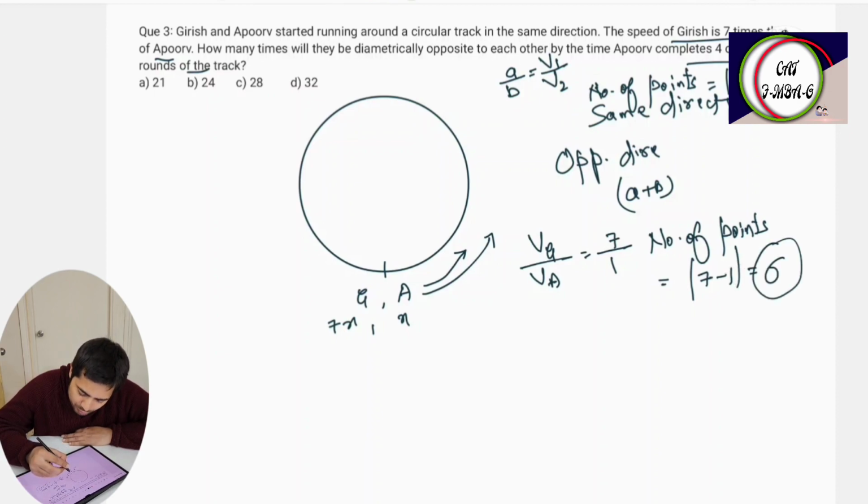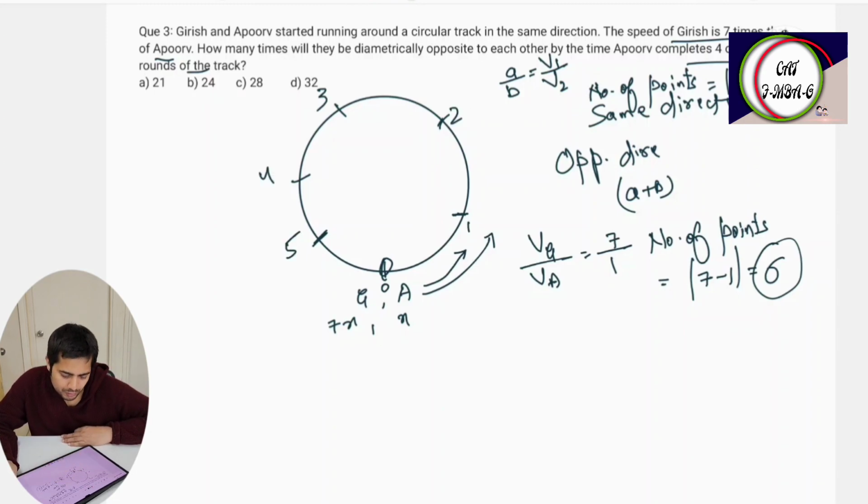So how it will go, like 1, 2, 3. First point is this. So 1, 2, 3, 4 and 5 and 6. This should be like this. So 0, 1, 2, 3, 4, 5. Okay. So this should be the way the diagram will look like to you.